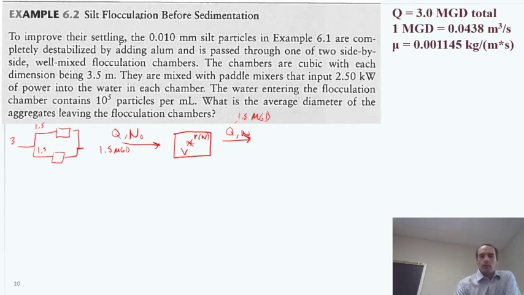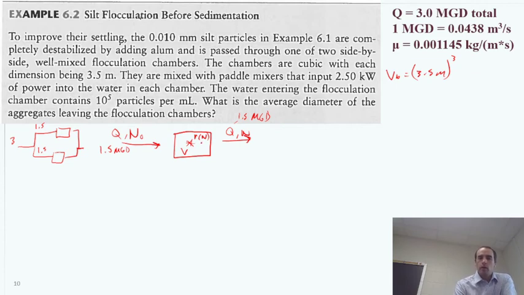So we could go ahead and get the volume of the basin. That's 3.5 meters, and I'm going to cube that entire value. So we know that's going to be our volume. I can come back to that in a minute. I'm just going to continue setting up, and you probably already solved that part anyway.